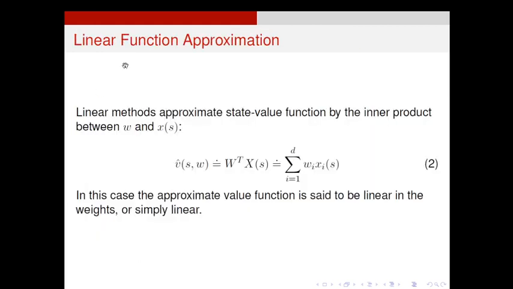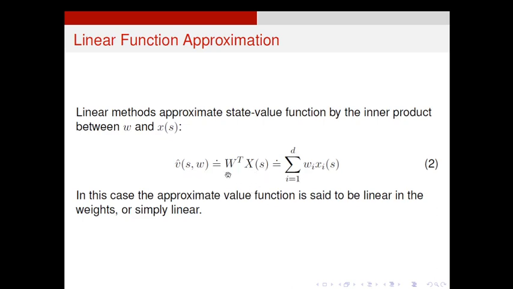Now we move on to linear function approximation. What happens when this v̂(S) is a linear function? A linear function means it can be represented in the form of a linear combination. That is the key idea. We are already familiar with linear regression models. If v̂(S) is approximated by a linear model, it can be written as w transpose x(S).